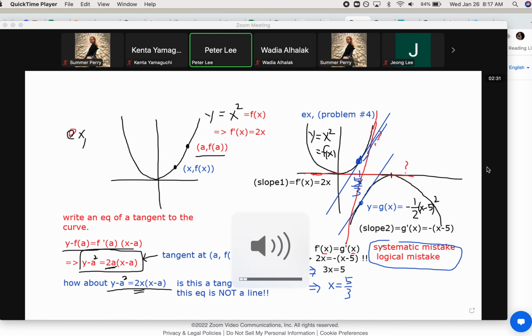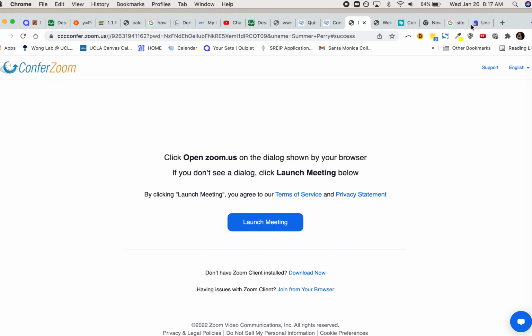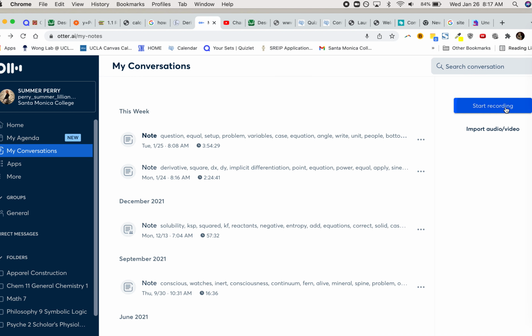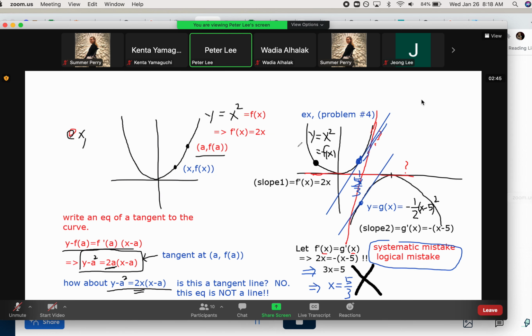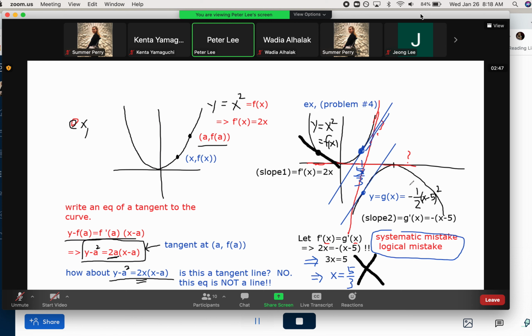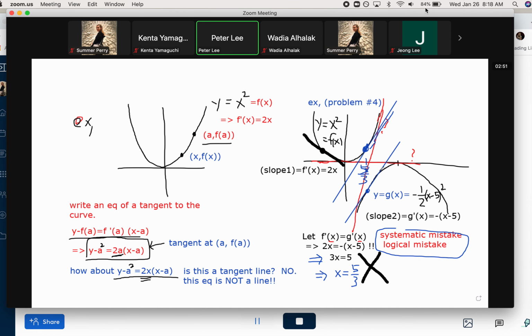Out like that. So in this case, what is the correct way? The correct way is this. Find the slope of the tangent line here, and find the equation of the tangent line over here. Maybe over here.